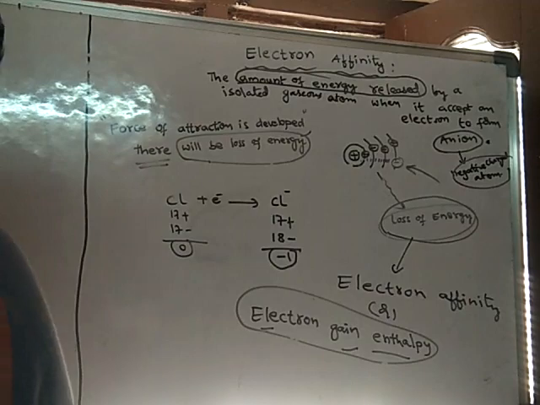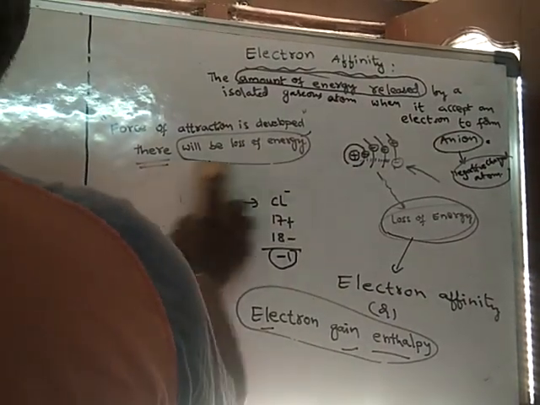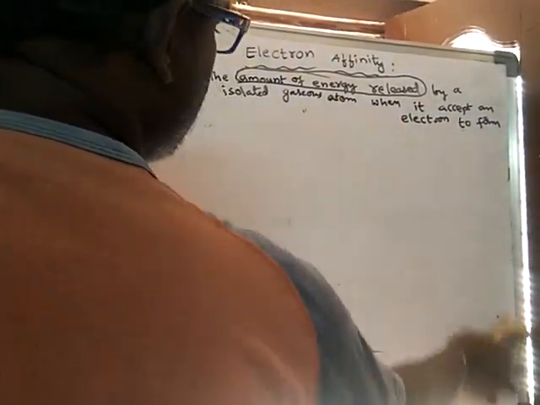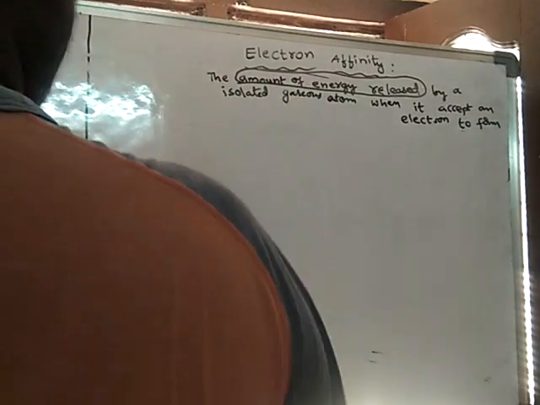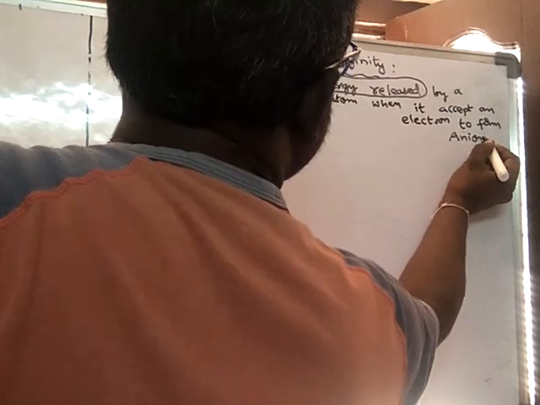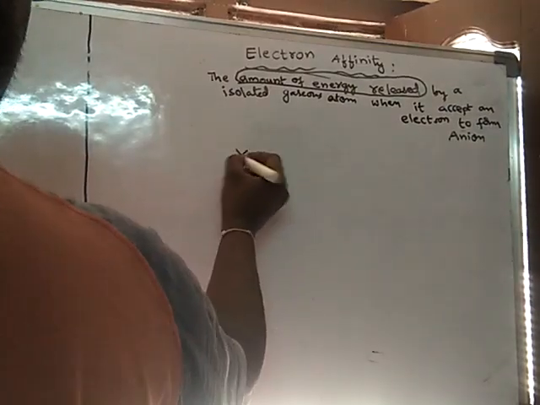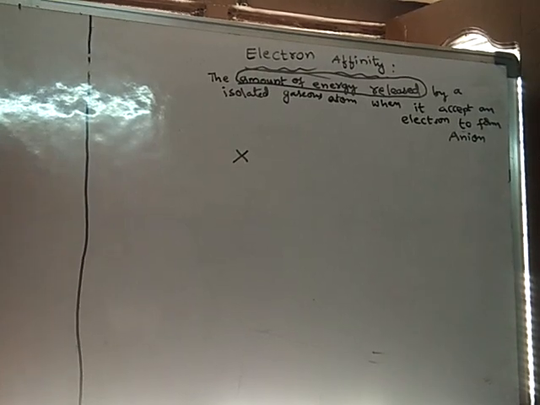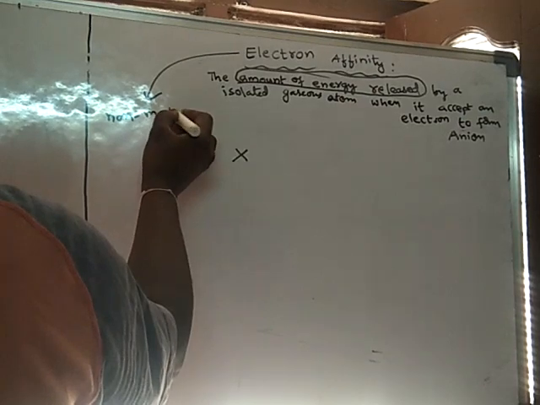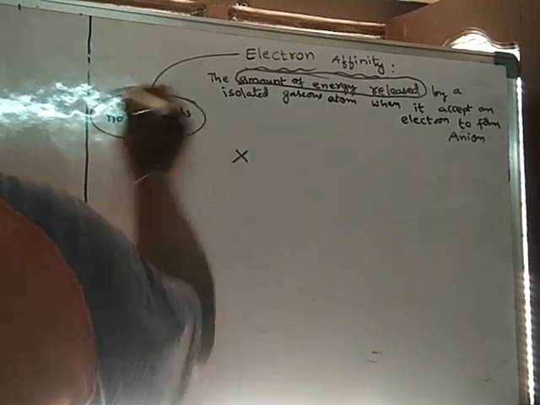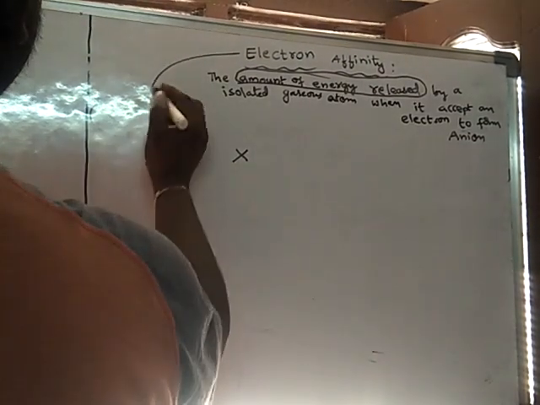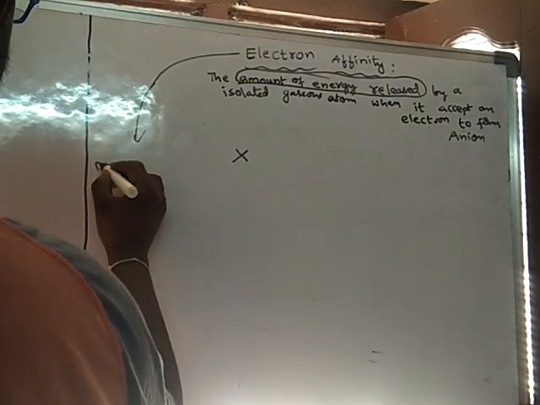The entire process is generally represented like this. Electron affinity is related to non-metals. Mainly, non-metals will accept electrons. Electron affinity is generally related to non-metals.